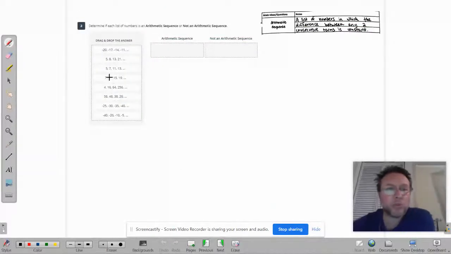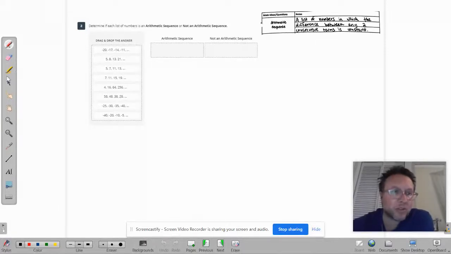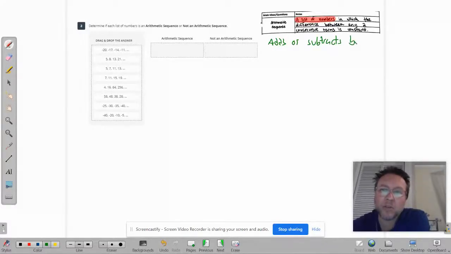Okay, let's take a look at number 2. So we want to determine if something is an arithmetic sequence. So we know that a sequence is just a list of numbers, right? And I got the definition here from my toolkit. But it's not just any list of numbers. There's a certain pattern to it. And the pattern is that it adds or subtracts by the same number each time. So what we say is that the difference is constant. So it adds or subtracts by the same number.